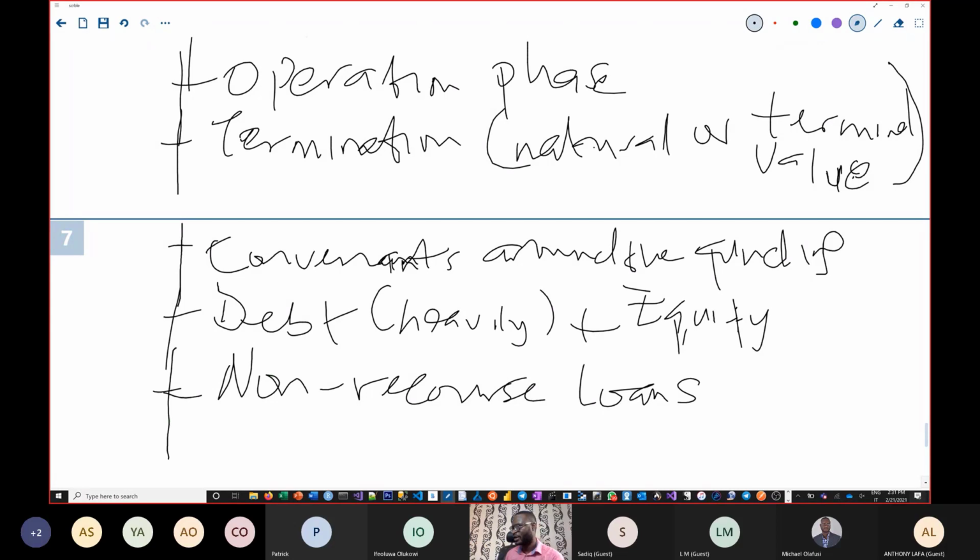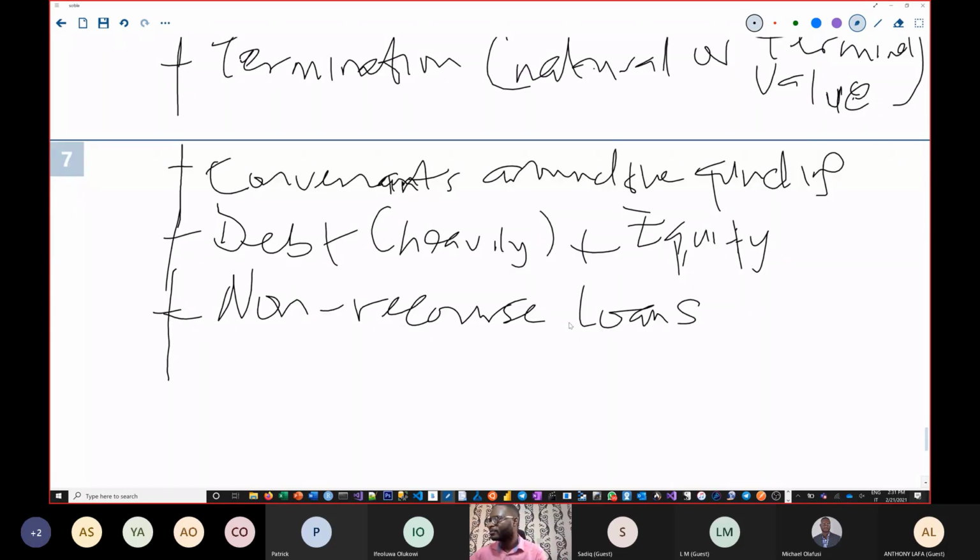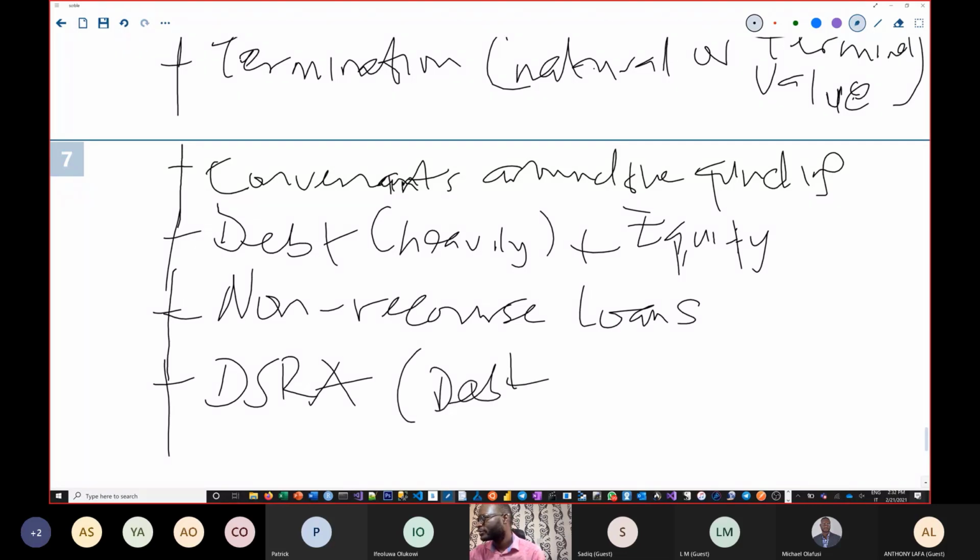So they want to be stricter. Being stricter means that they're going to set up things like debt service reserve accounts. Again, I'm going to try to show us how some of this looks in the Excel. Debt service reserve accounts.